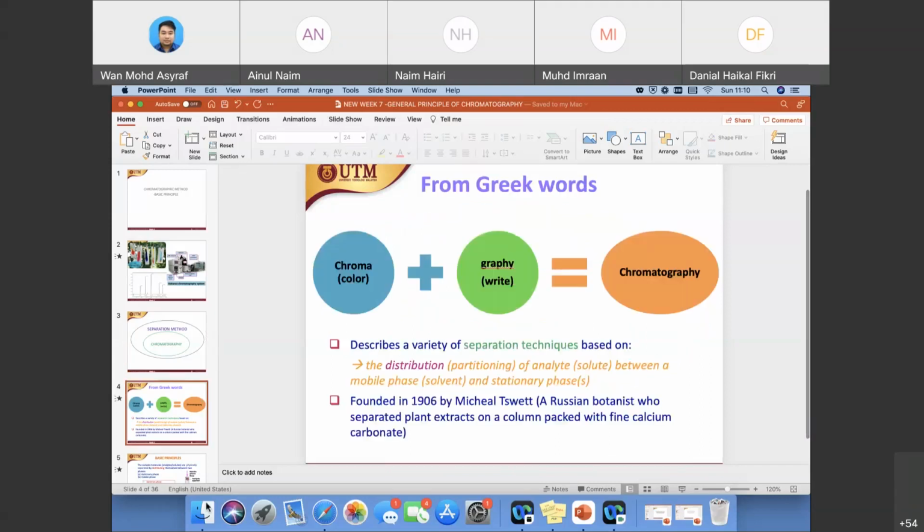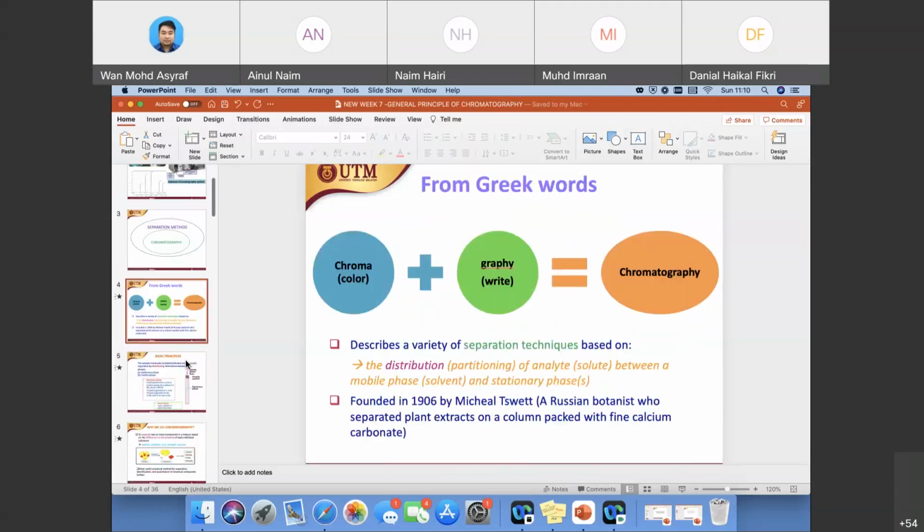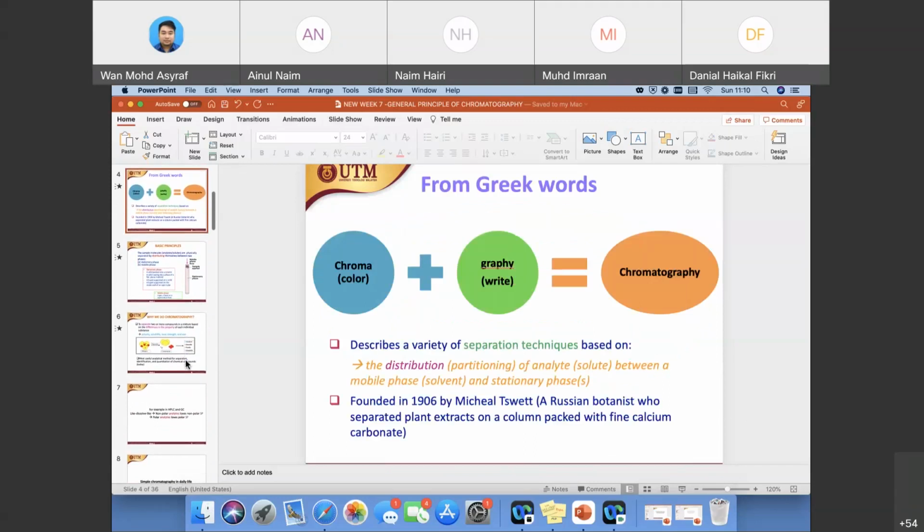Okay, so now, anyway, we are going to look into the definition, right? So the definition, I believe, is very important, as what we have looked at before. What is spectroscopy? Before this, we have learned about spectroscopy.